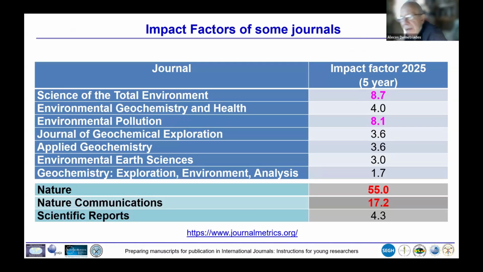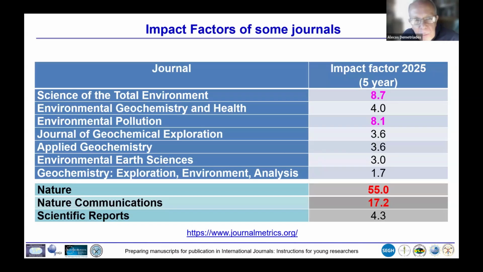Now, here we see the impact factors of some journals. And as you can see, Nature has an impact factor of 55. I don't recommend that you go there for your first paper. It's very, very difficult to get it through. Then you have Nature Communications, 17.2. Then we go to the normal journals. Science of the Total Environment, again, is difficult, it's demanding. Again, I don't recommend you go for that journal as well, and also Environmental Pollution.